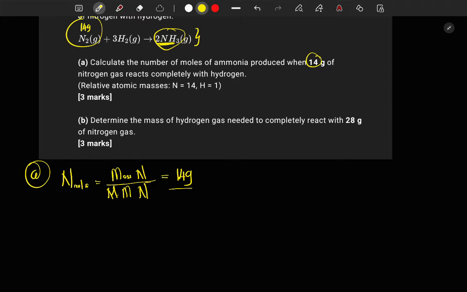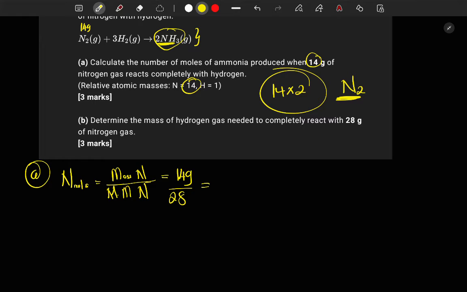We need to know that nitrogen on the periodic table is 14, but nitrogen occurs as a diatomic molecule. Nitrogen occurs like this, the formula itself is giving you N2. That means that 14 should be multiplied by 2, which will give us 28. And so, dividing 14 by 28, this will give us 0.5 moles. These are the moles of nitrogen, but the question tells us to find the moles of ammonia.